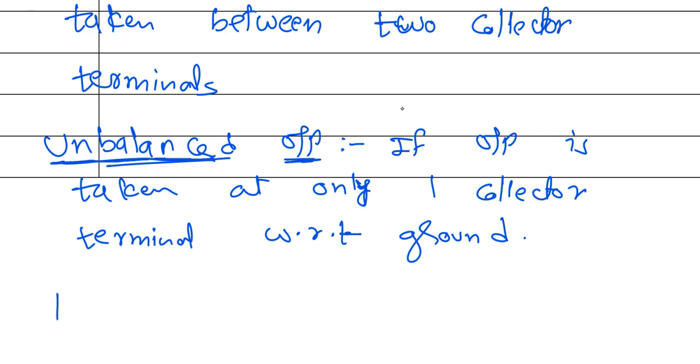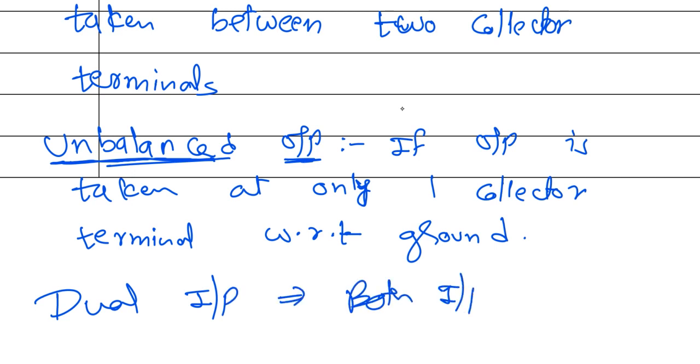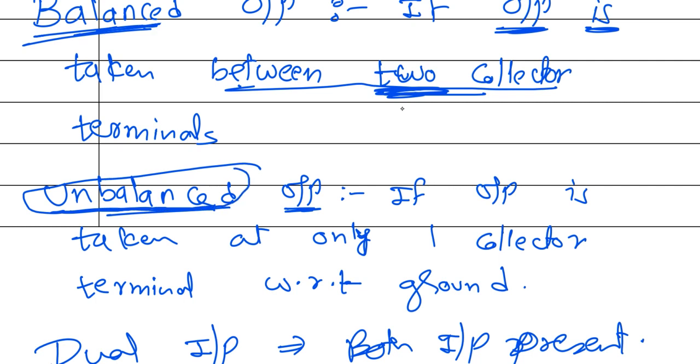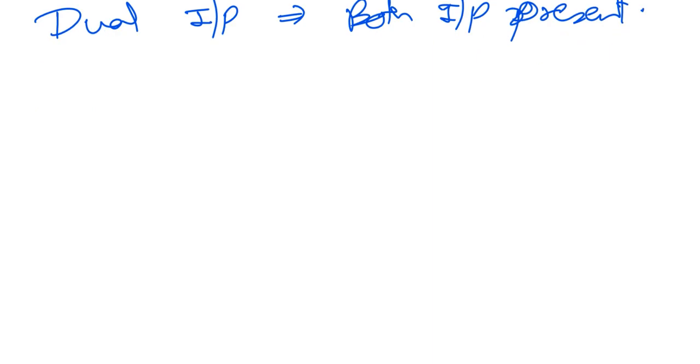So very simple terms are there. Dual input means both inputs present. Balanced output means output is taken between two collector terminals. Single input means only one input is present. Unbalanced output means output is taken at only one collector terminal with respect to ground. It will be more clear by the diagrams. If you remember the diagram of dual input balanced output, you can easily remember the other three configuration diagrams.